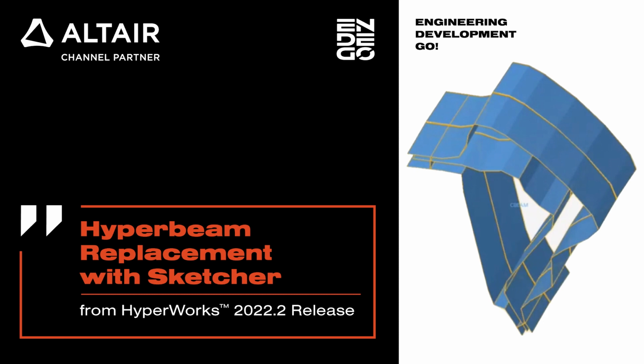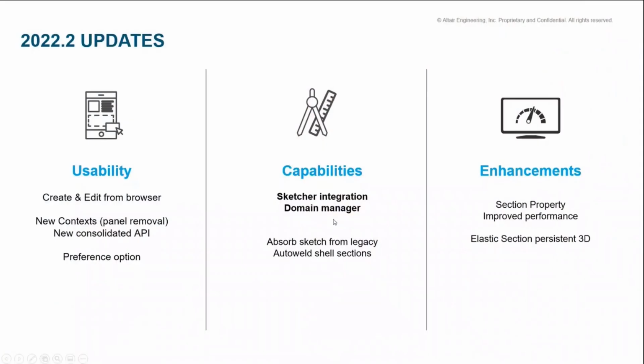And today's meeting objective will be to review the section property tools and so-called Hyperbeam in HyperWorks and how we enhance it and move forward toward its deprecation. So just as a high-level update quickly for this version 2022.2.